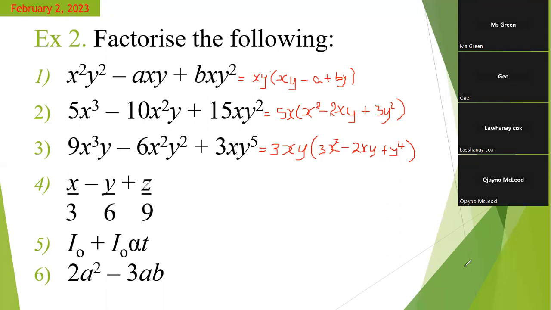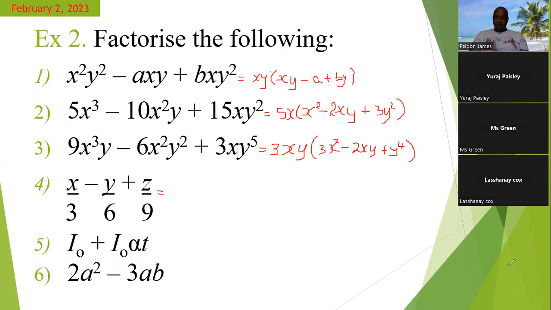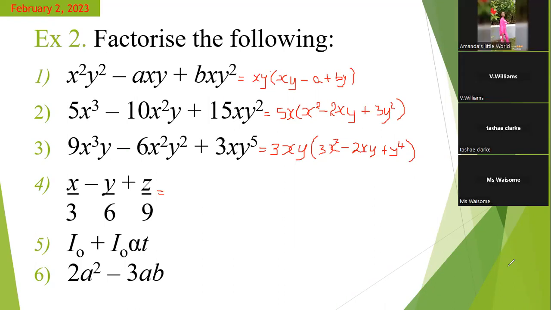Miss Cox, would you like to do question 4 for us? No, sir, not yet, because I am not finished. Okay, you haven't reached here yet. What about you, Miss Maywa? Is she there? I guess she fell off. Miss Green, would you like to do question 4 for us? No, sir. 3 times 2 is 6. Okay, Miss Waysome, how about you?